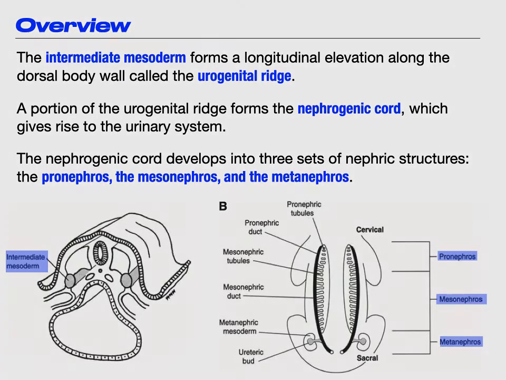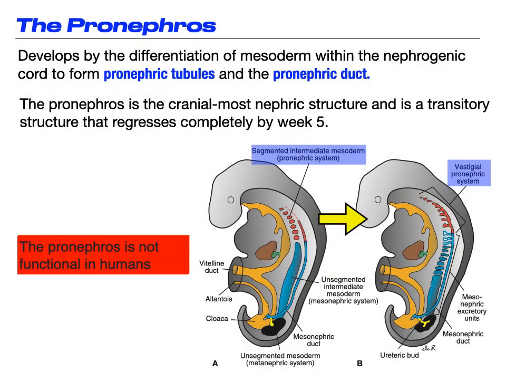adult kidney. The first structure to emerge from the nephrogenic cord is the pronephros, which appears in the neck region of the embryo at the beginning of week 4. The pronephros consists of the pronephric duct and the nephrotomes in front of it. The pronephric duct is basically a pipe that runs down the length of the nephrogenic cord, and the nephrotomes are small chunks of tissue that break off from the nephrogenic cord.